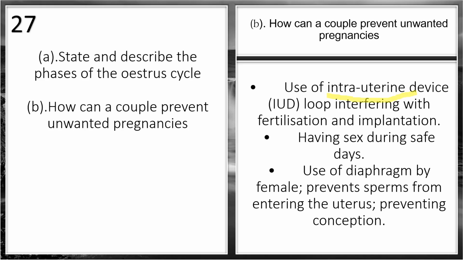Use of an intrauterine device, IUD or loop, interfering with fertilization and implantation. Having sex during the safe days. Use of a diaphragm by the female. This prevents the sperm from entering the uterus, preventing conception.